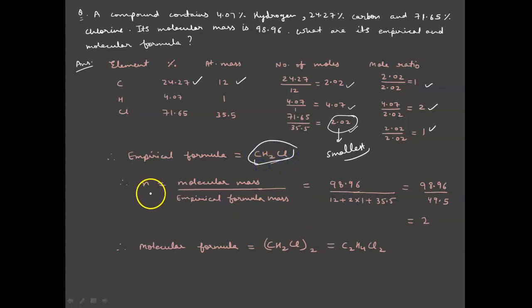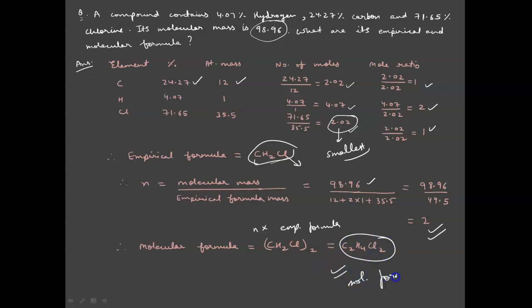Now calculating the n factor, molecular mass upon empirical mass. This is 98.6, given in the question, and the empirical formula mass we will calculate with 12 plus 2 into 1 plus 35.5. This comes out to be 98.6 divided by 49.5 and the final is 2. Then molecular formula is n into empirical formula. We have calculated n, this is 2. So CH2Cl into 2 is C2H4Cl2. This is the molecular formula.